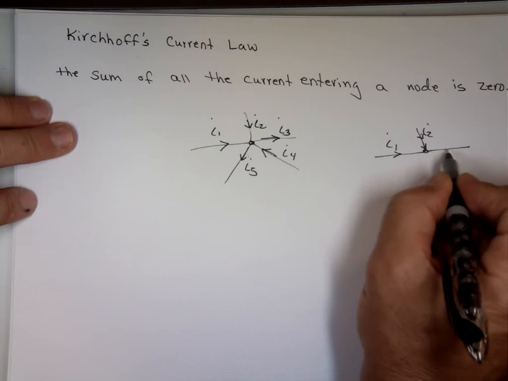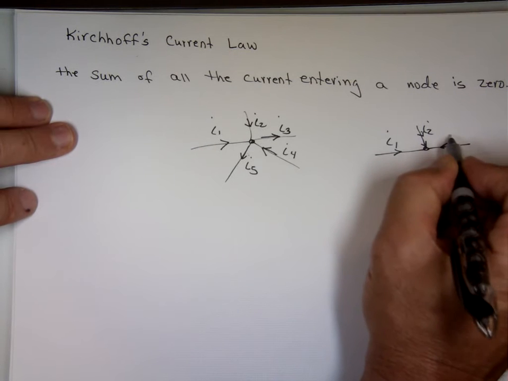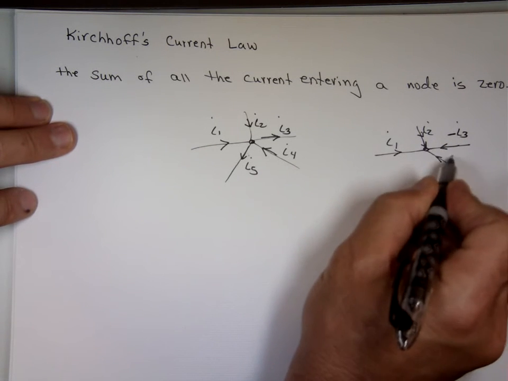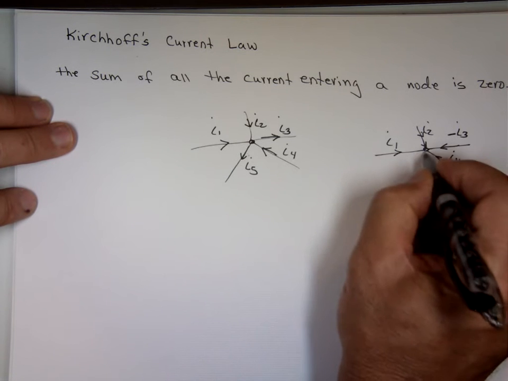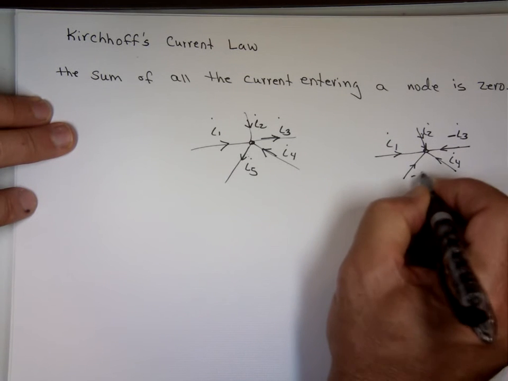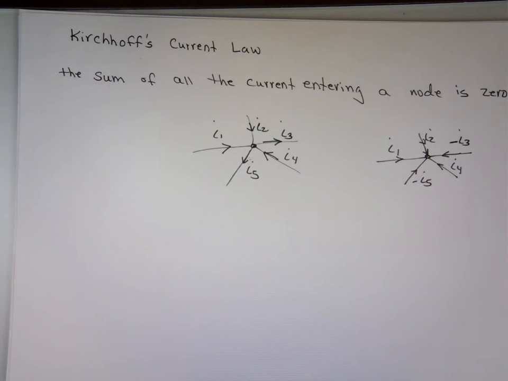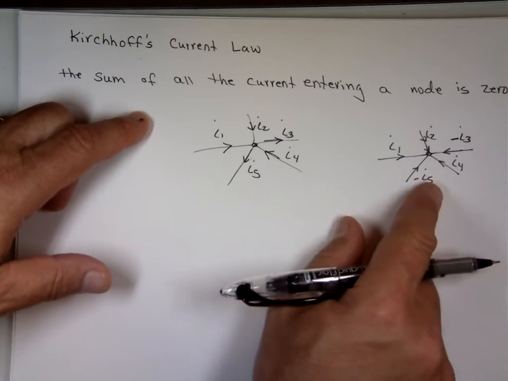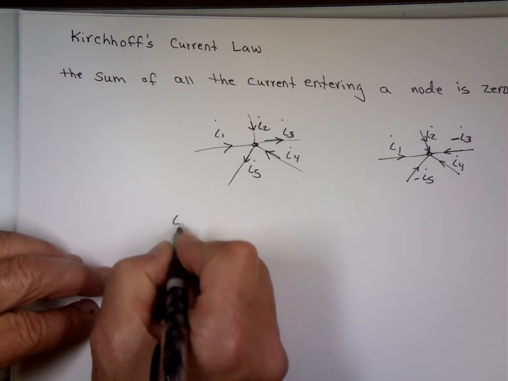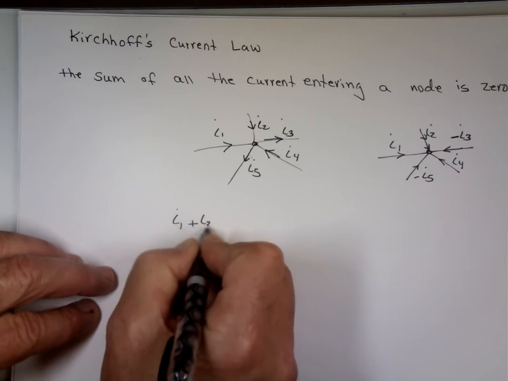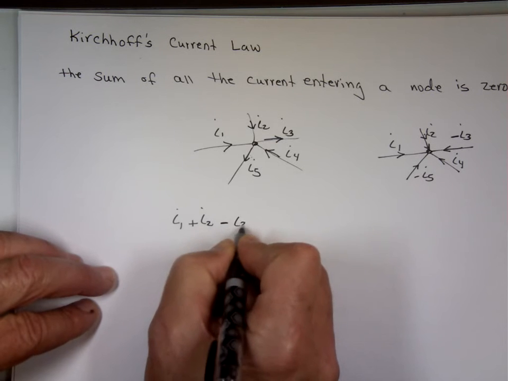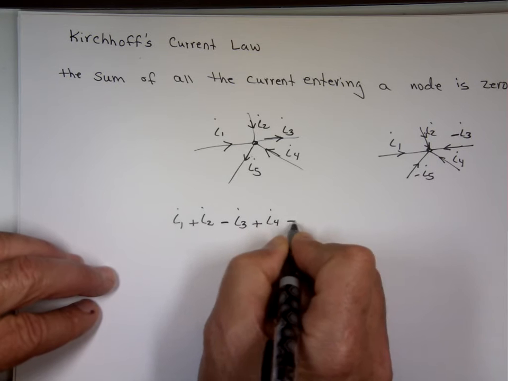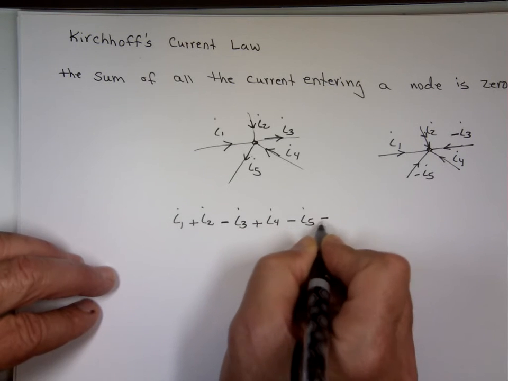Notice this is leaving. I can reverse the direction of it and make it negative I sub 3, I sub 4, and I can redraw this as going in as negative I sub 5. So if I use Kirchhoff's definition there, if you add all these currents entering the node, it is equal to 0. So I sub 1 plus I sub 2 minus I sub 3 plus I sub 4 minus I sub 5 is equal to 0.